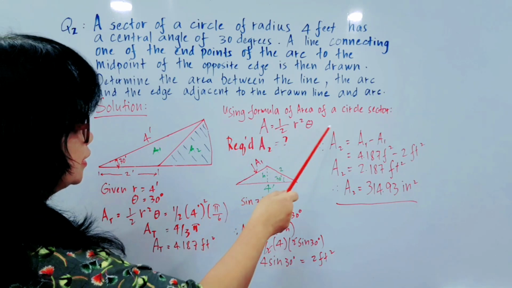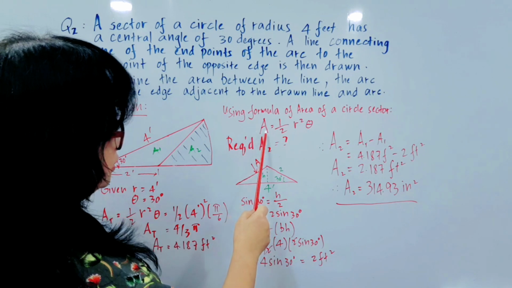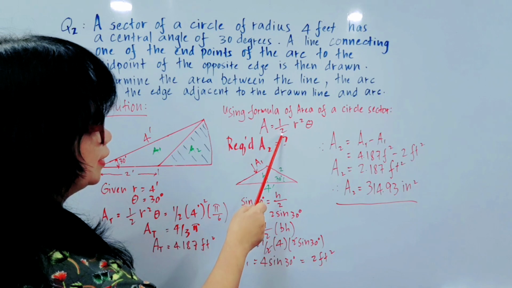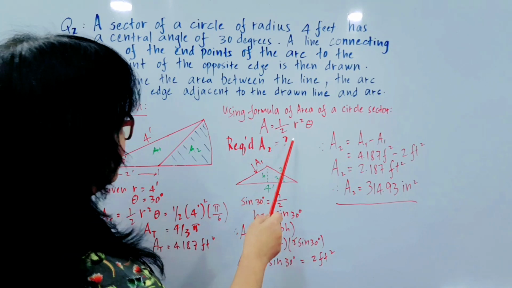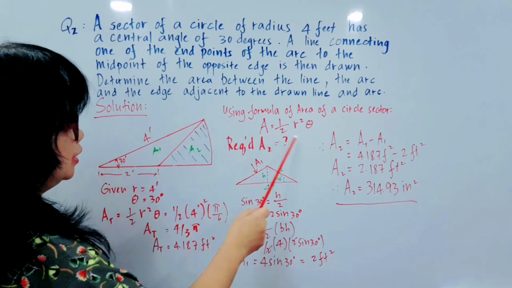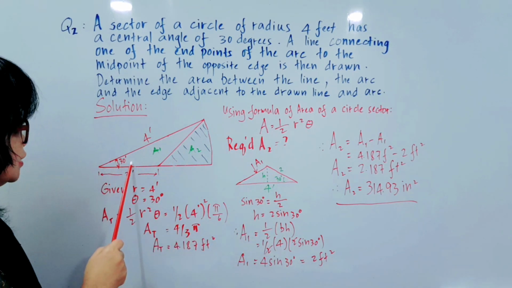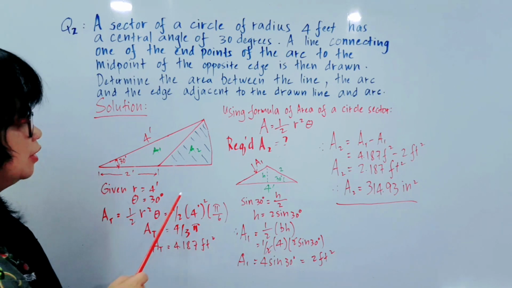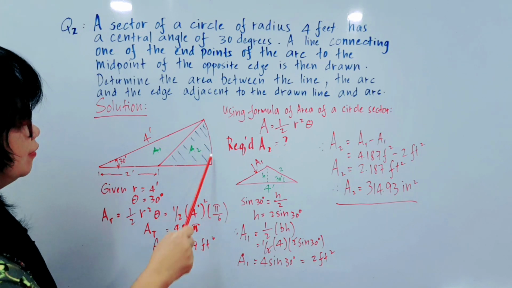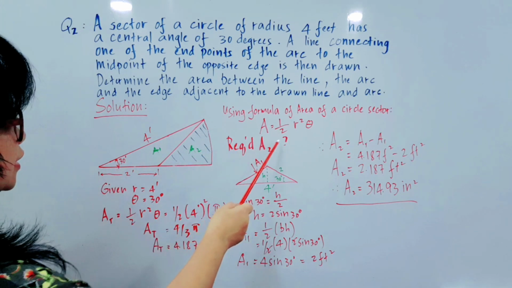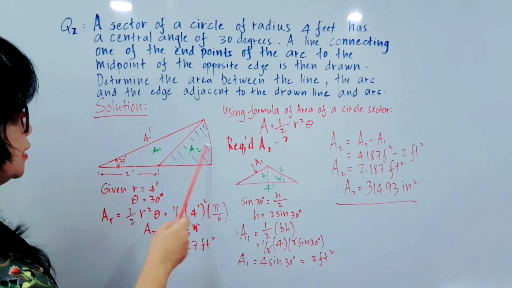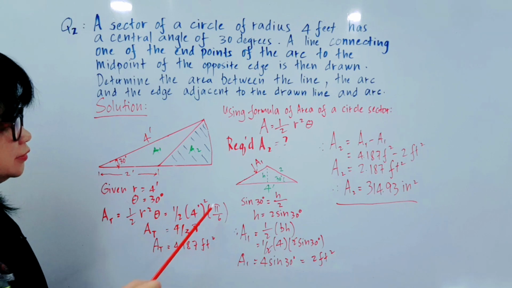The area of a circle sector is A = 1/2 r squared theta, where r is the radius and theta is the central angle. Now, what we are looking for here is the area of this one. First, since the radius and the central angle are given, we can solve for the total area of this.